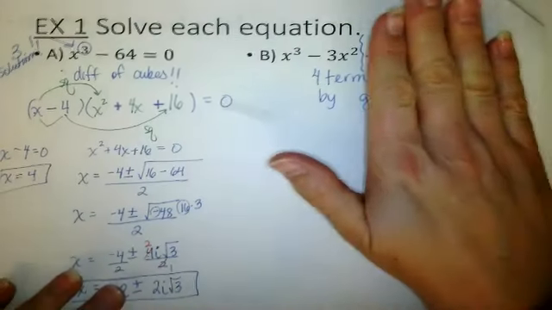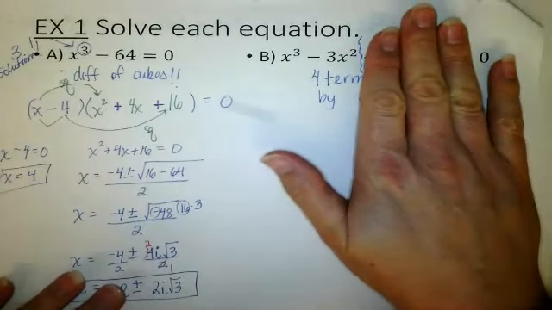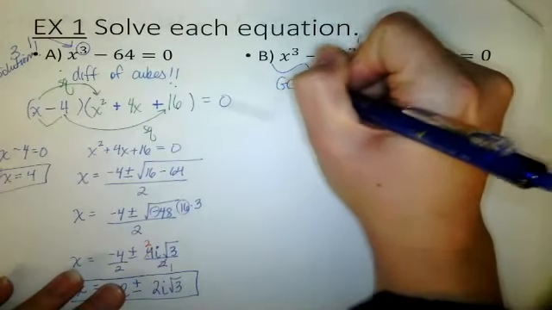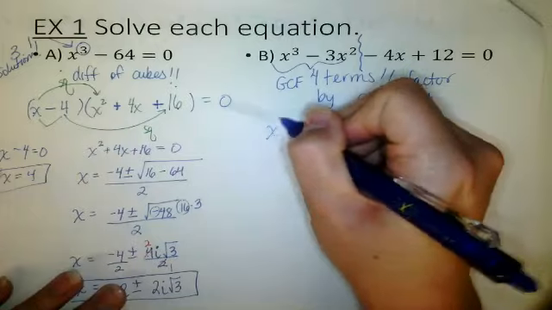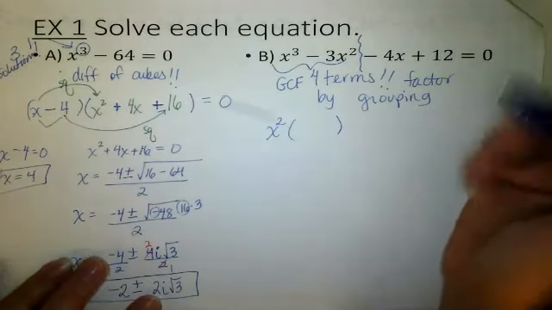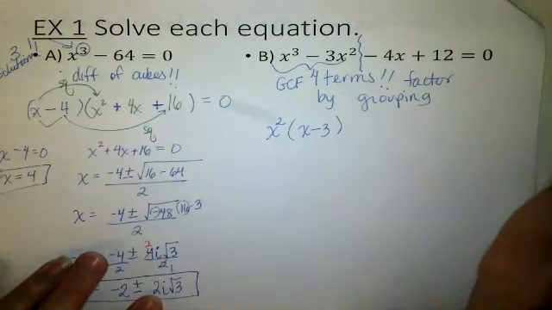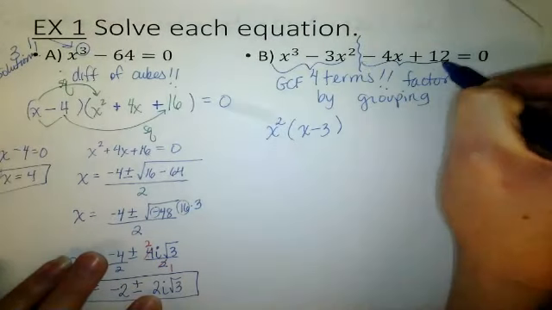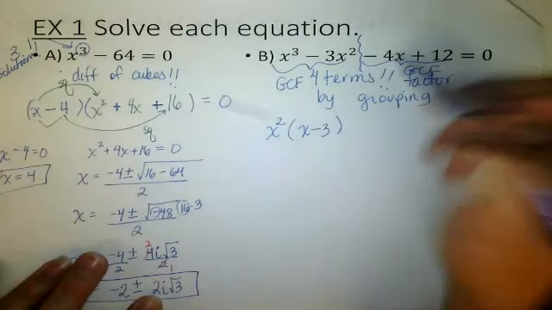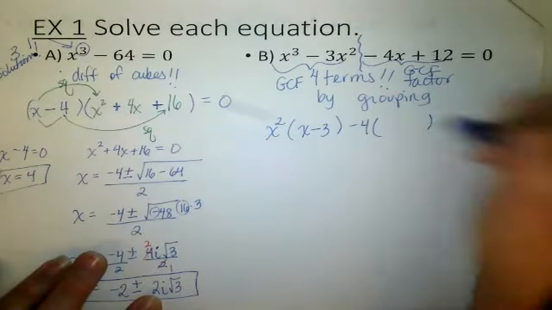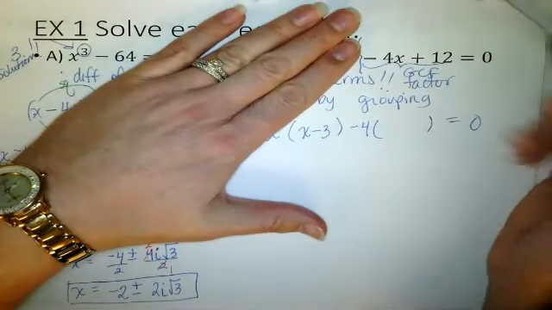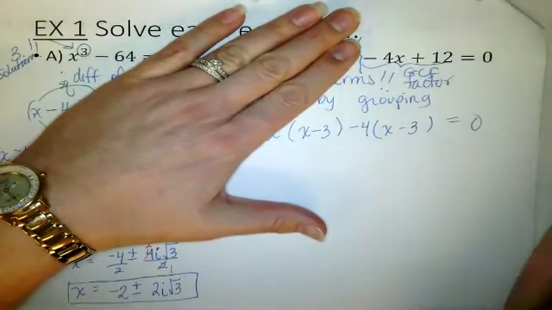So when I look at the first 2 terms, they have something in common. What is their GCF? X squared. What's left behind when I take out the x squared? X minus 3. And then I have a GCF of the last 2 terms, negative 4. When I take out the negative 4, x minus 3. Very good.